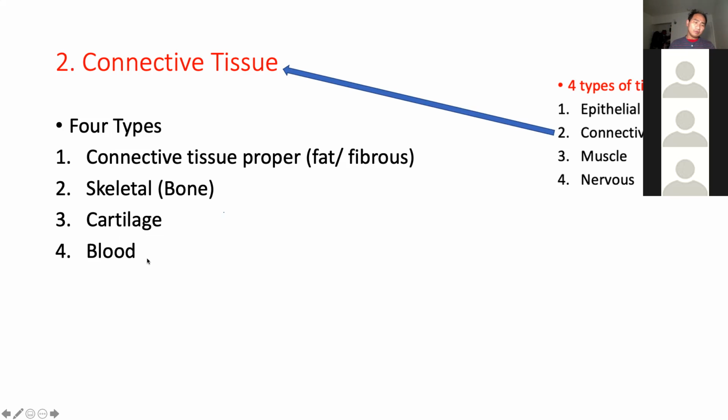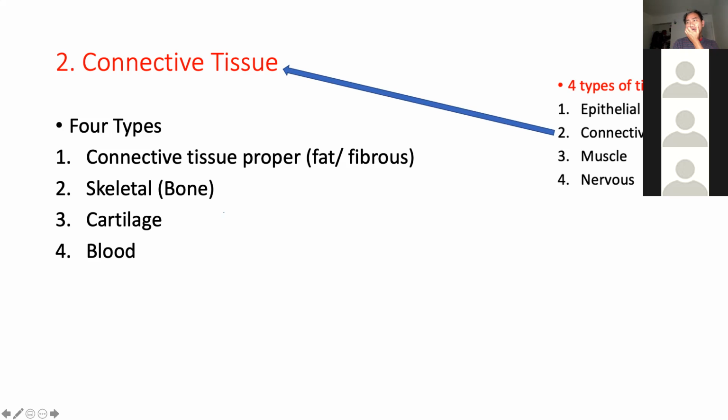So what I want you to remember is, let's say you're in clinic or in a hospital, if you are doing a blood transfusion to a patient, I want you to remember the blood is connective tissue. If you see a broken bone, I want you to remember bone is a connective tissue. If you see cartilage damage, I want you to remember cartilage is connective tissue. So our ear, like elastic cartilage, that is connective tissue.